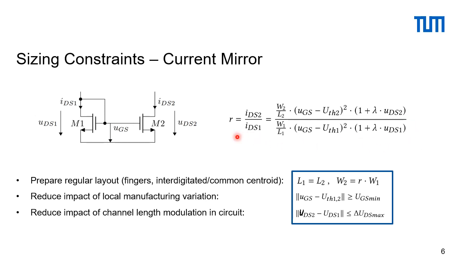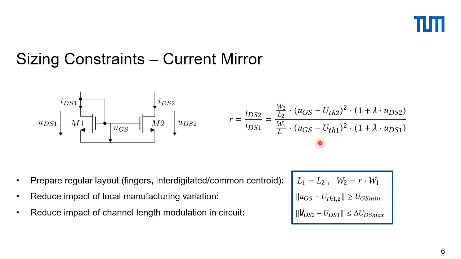Now, we want to have this quotient. It's a kind of design parameter. We want to have it constant. We don't want to have it influenced by the manufacturing process. One thing we can see from this part is that we want to prepare a regular layout, right? Transistors are laid out with fingers, interdigitated or common centroid. To make this easier and get regularity, the lengths of the two transistors are the same. Then the current ratio that we want to design is determined by the relation between the two widths.